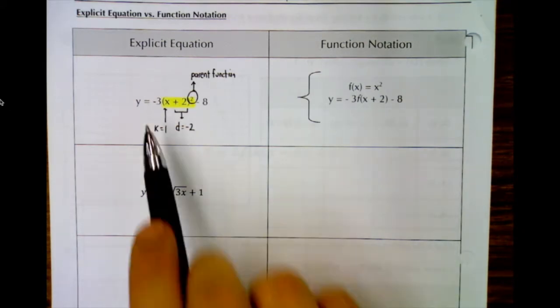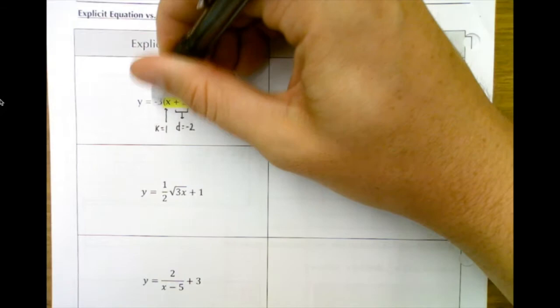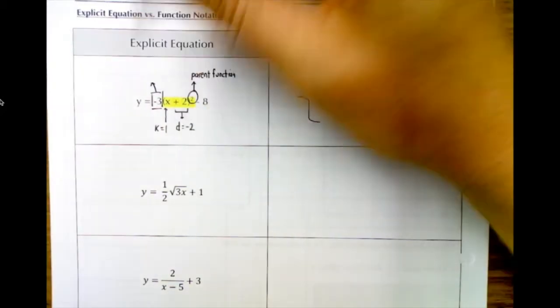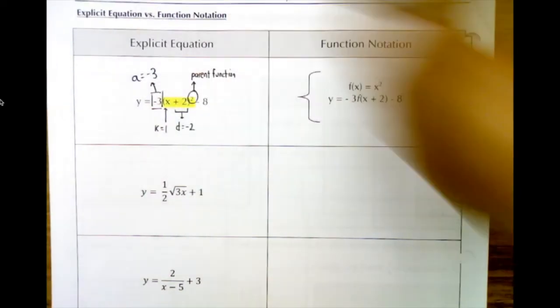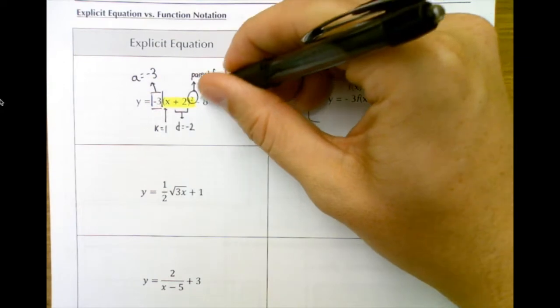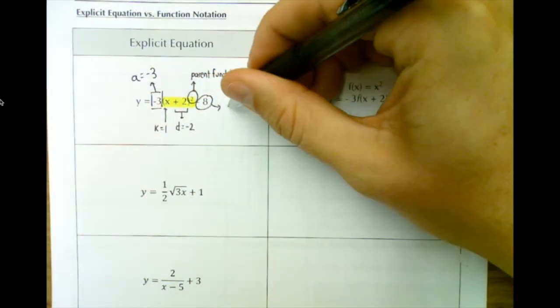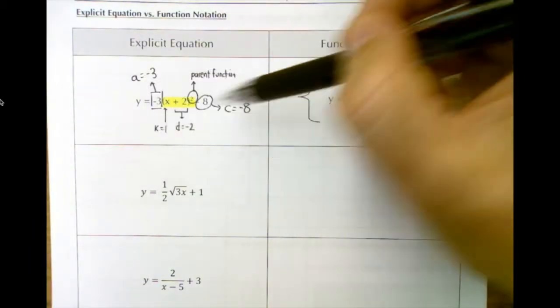And we need to pick out a, k, c, and d from our explicit equation and then write a function equation using those a, k, c, and d. So we have a -3 here in front of our parent function that's been transformed. a is -3, and we have a -8 on the end, and the -8 represents c in this case. So what we have is an a, k, c, and d.